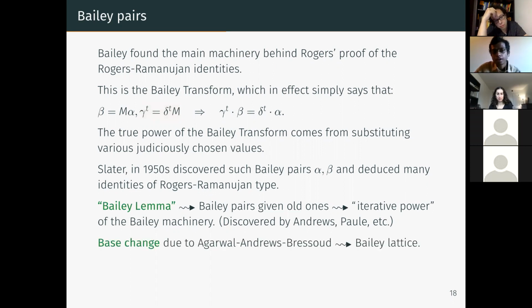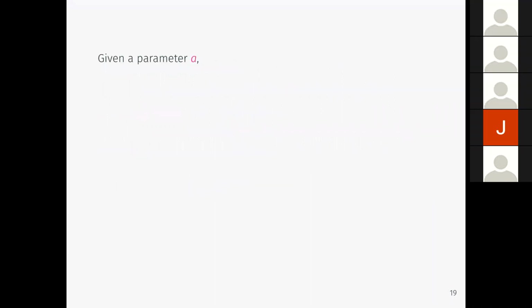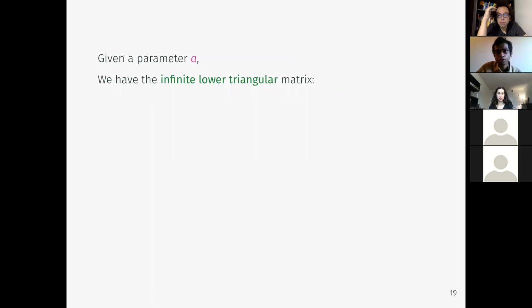And then there are other things that are important for us, something called the base change, which I'll explain, and then there is a base shift. Okay, so let me explain what this business is. Everything depends on a parameter a, and consider this infinite lower triangular matrix. It's typically denoted by n and r, so n is the row and r is the column. I know it's unfortunate, but that's the notation that people use.